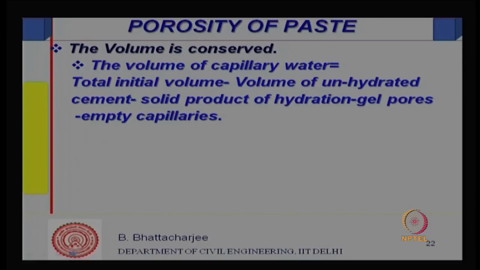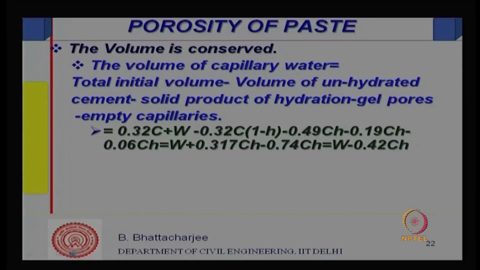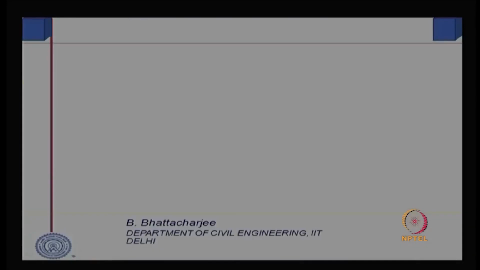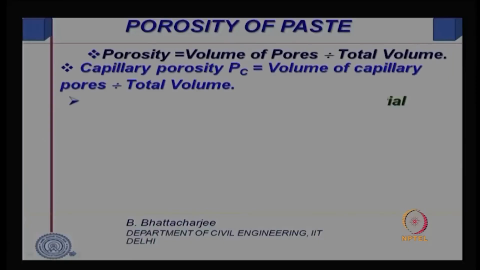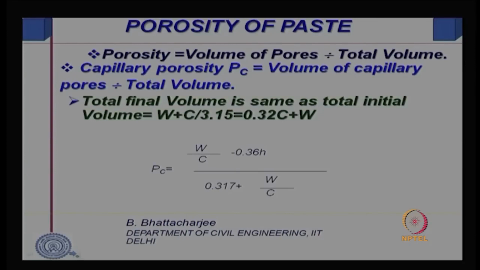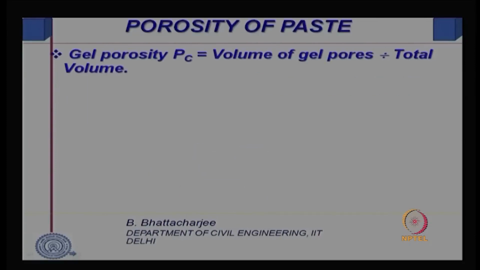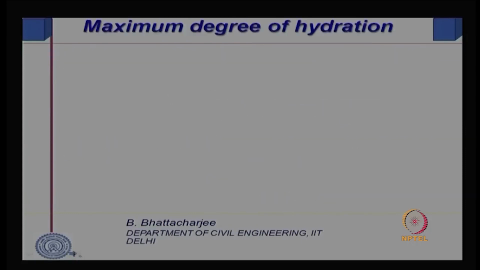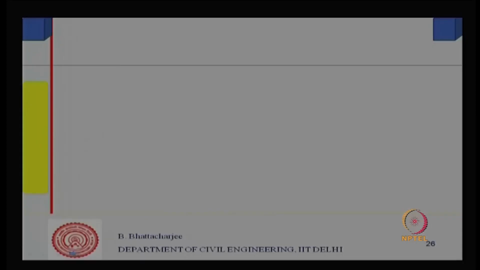We will look into the equations in the beginning of the next class, and we will find that the volume of empty capillaries works out to be W minus 0.36 H. Therefore, I can get an expression for the porosity based on this, and I can find the gel porosity and the total porosity. We will repeat this in the next class.